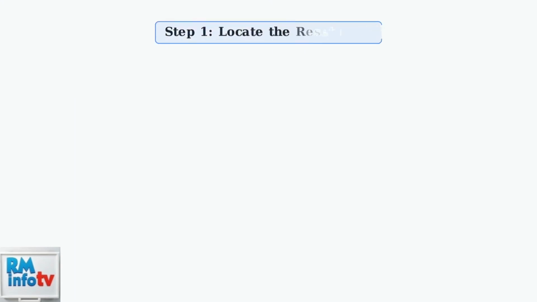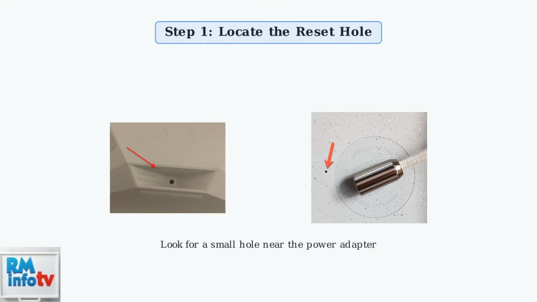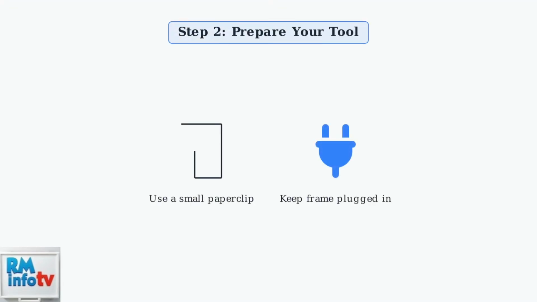First, you need to locate the reset hole on your Aura frame. This small hole is typically found on the bottom or back of the frame, usually near the power cable adapter. Next, prepare a small paperclip or similar thin object. Make sure your frame remains connected to power throughout this entire process.